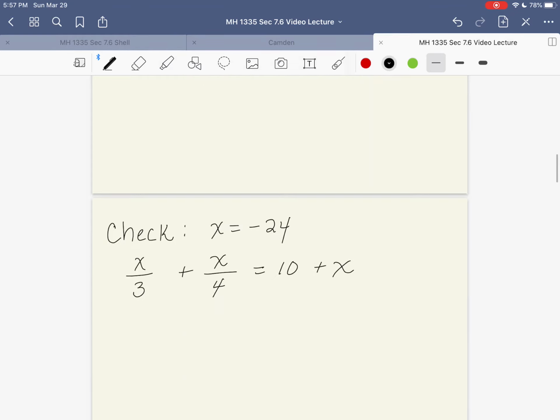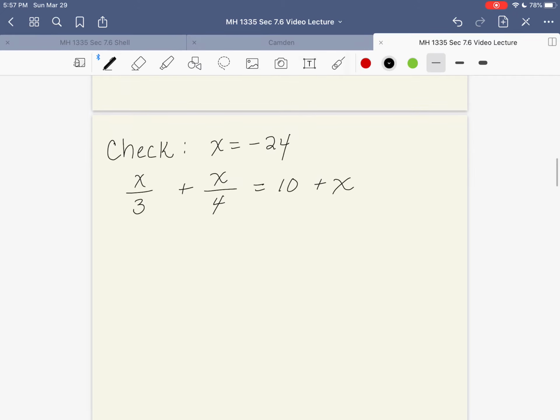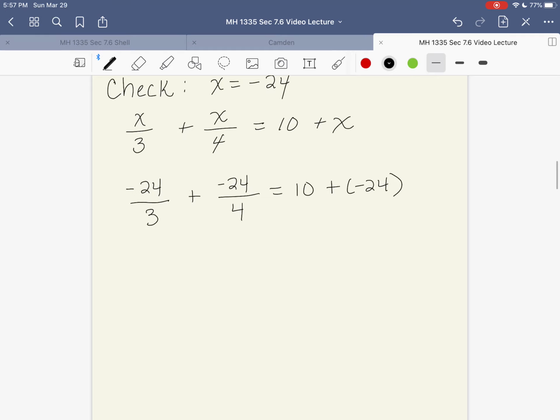And let's check this one. You're going to plug in negative 24 everywhere you have x in the original equation. So that's negative 24 over 3 plus negative 24 over 4 equals 10 plus negative 24. Simplify the left side. That'll be negative 8 plus a negative 6 is equal to 10 plus a negative 24. Negative 8 plus negative 6 is negative 14, and 10 plus negative 24 is also negative 14. So it checks.